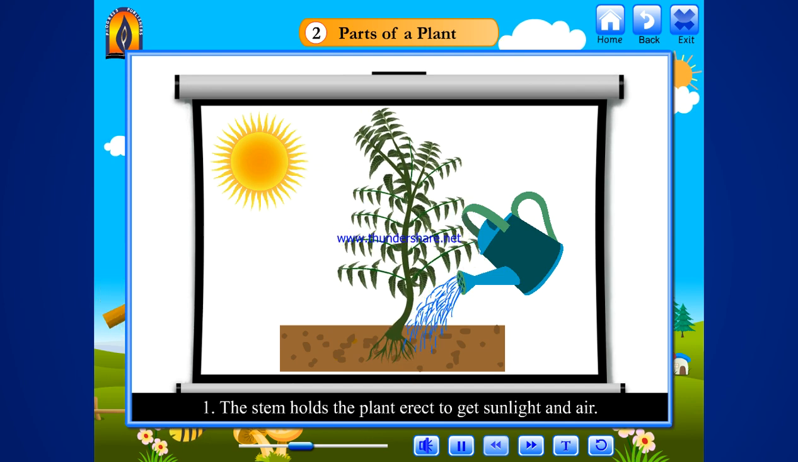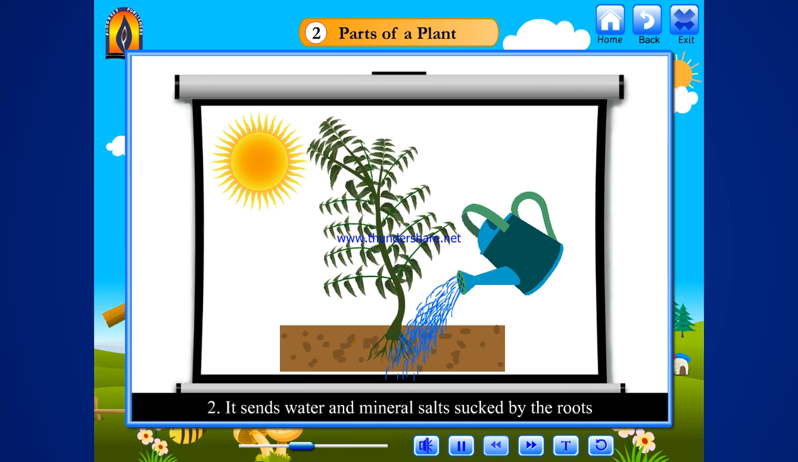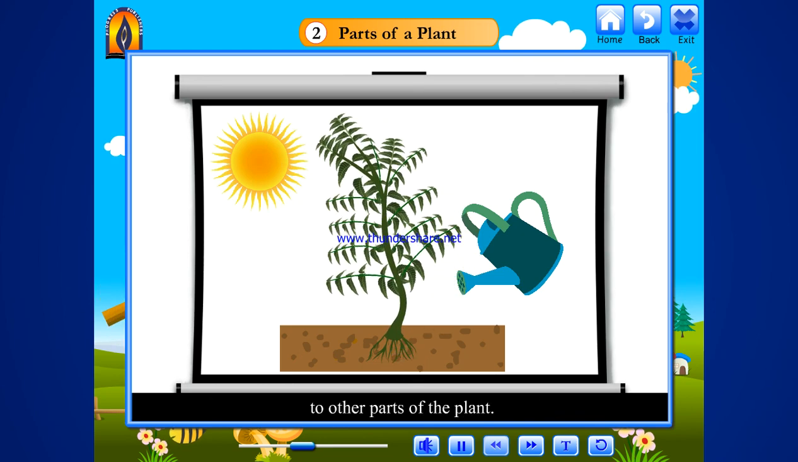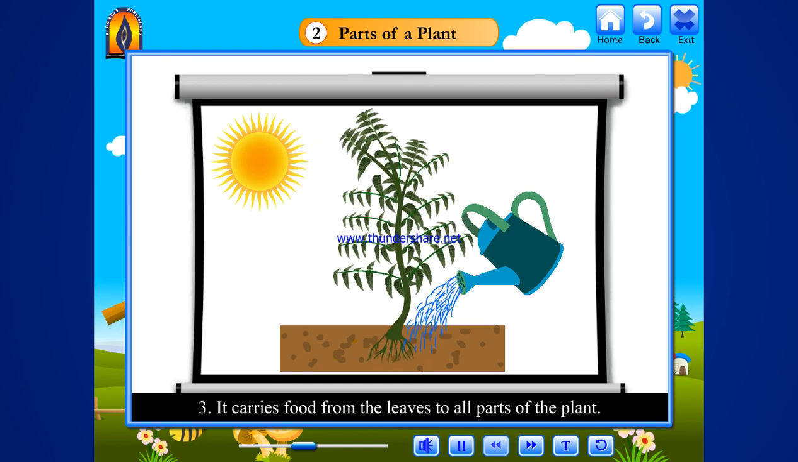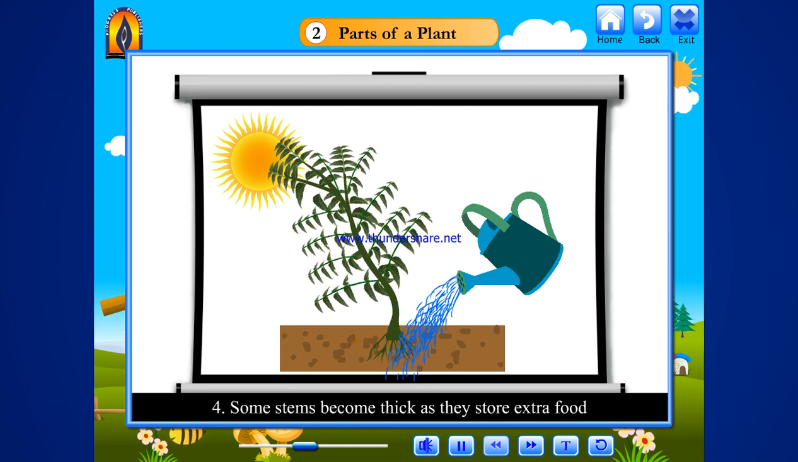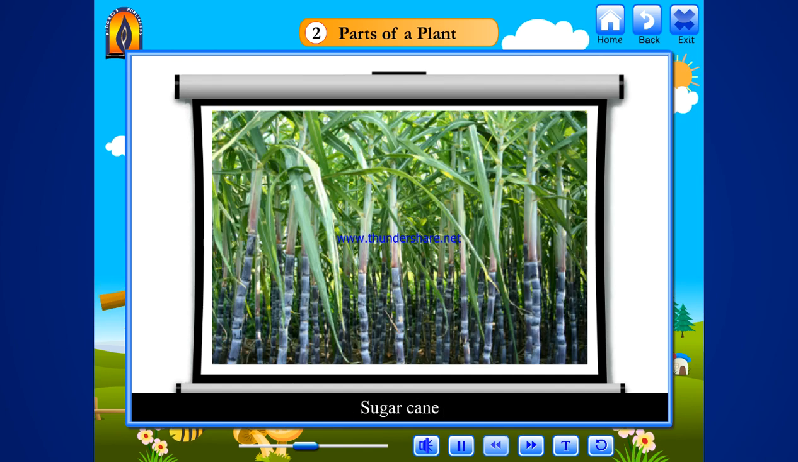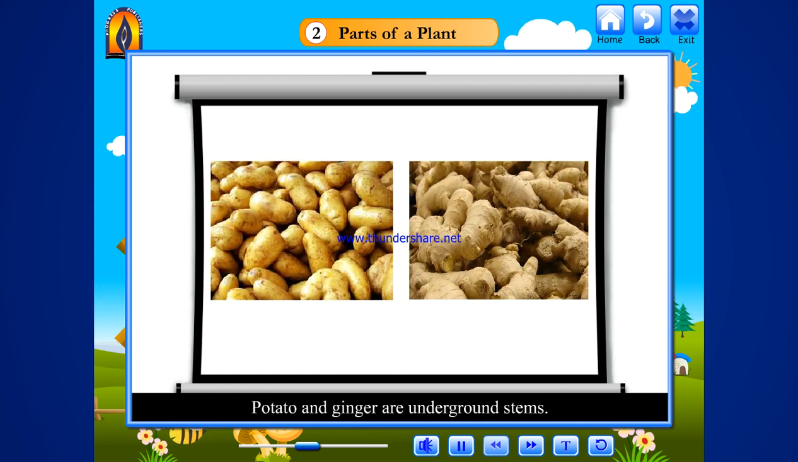1. The stem holds the plant erect to get sunlight and air. 2. It sends water and mineral salts sucked by the roots to other parts of the plant. 3. It carries food from the leaves to all parts of the plant. 4. Some stems become thick as they store extra food prepared by the plant. Sugarcane, potato, ginger are some examples of such stems. Potato and ginger are underground stems.